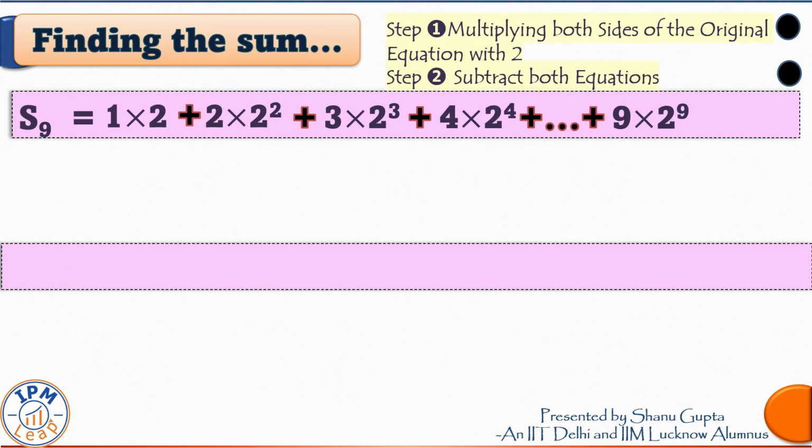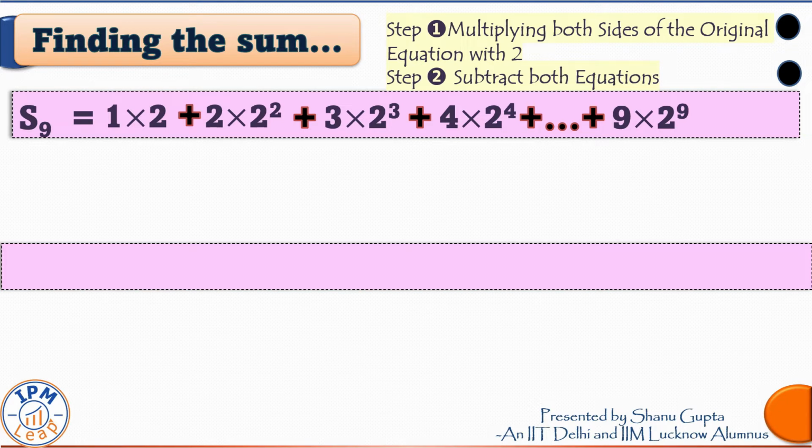Next, we will do a simple trick to find our answer. Let us denote the sum of this series by S9 because there are a total of 9 terms in this series. So S9 is equal to 1 into 2 plus 2 into 2 square plus 3 into 2 raised power of 3 plus 4 into 2 raised power of 4 plus so on up to 9 into 2 raised power of 9. The first step is to multiply both sides of this original equation with the number 2.